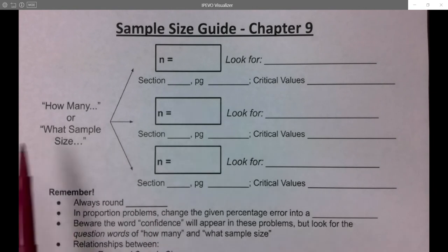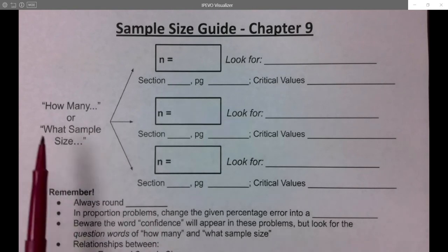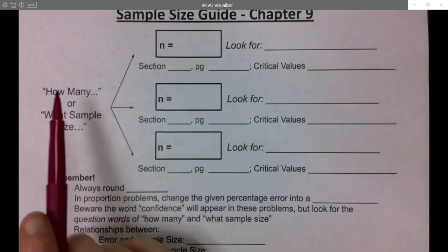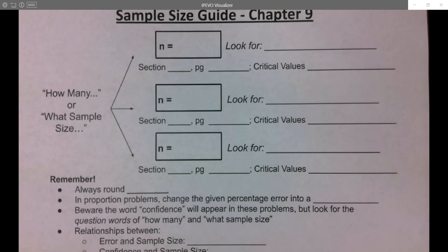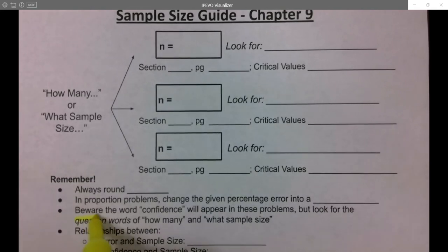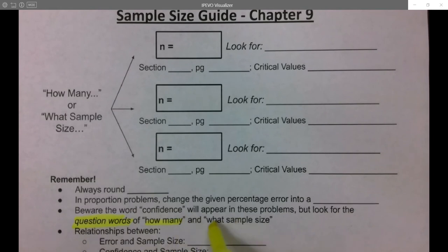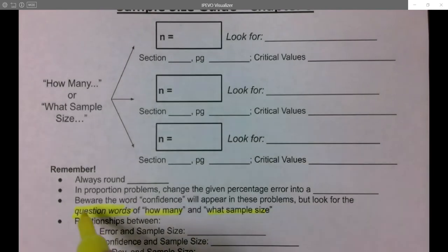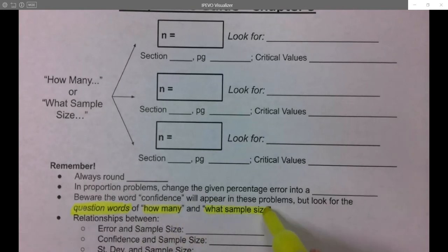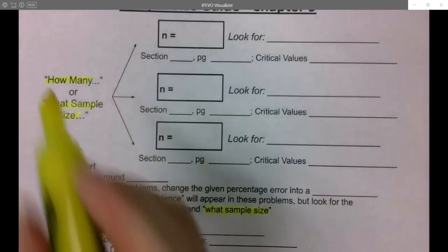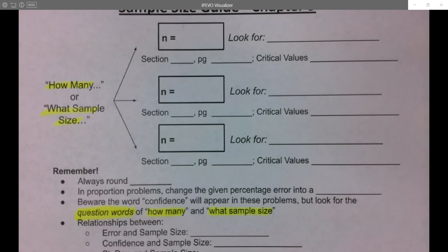Now, sample size questions, instead of saying construct this confidence interval, are going to say how many or what sample size. You want to beware the word confidence because it's going to appear in these problems, but you want to look at the question words. You want to look for those question words of how many or what sample size, because they'll say, how many do I need to construct a confidence interval? But they don't actually want you to make the confidence interval. They want to know how many and what sample size, right? How many people do we need to poll? So just be aware of that.